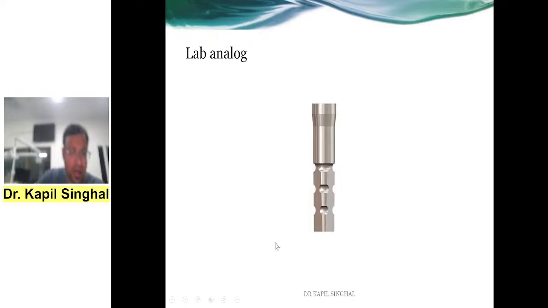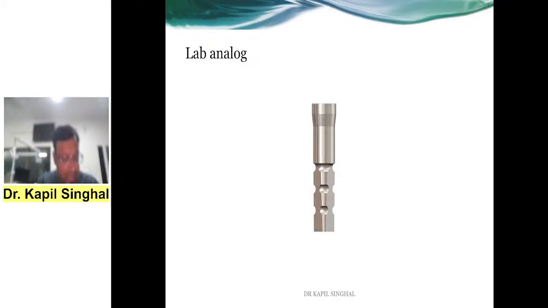The next component is a lab analog. Now what is a lab analog? Basically, a lab analog is your implant replica. See, when you place your implants and make an impression, what did you do? You took the impression, put a healing cap on the patient, and sent them home, and you are left with just an impression. You don't have any other thing.